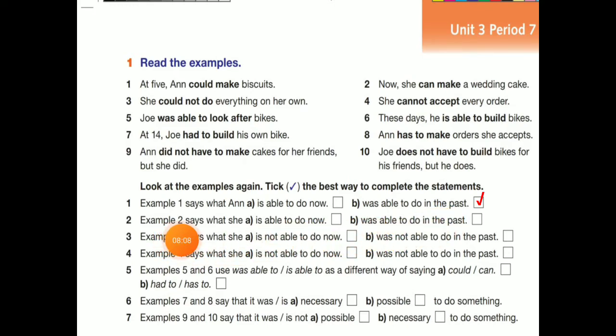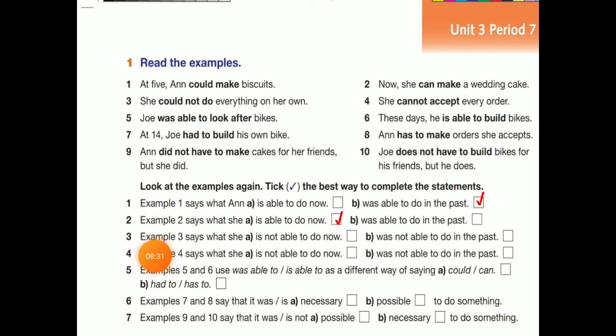Example 2 says what she is able to do now or was able to do in the past. Example 2. Okay, we are talking about the present. So what's your answer? Bravo. Yes, is able to do now.